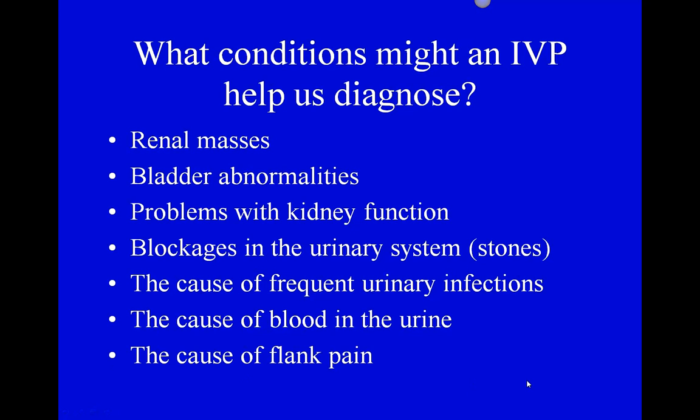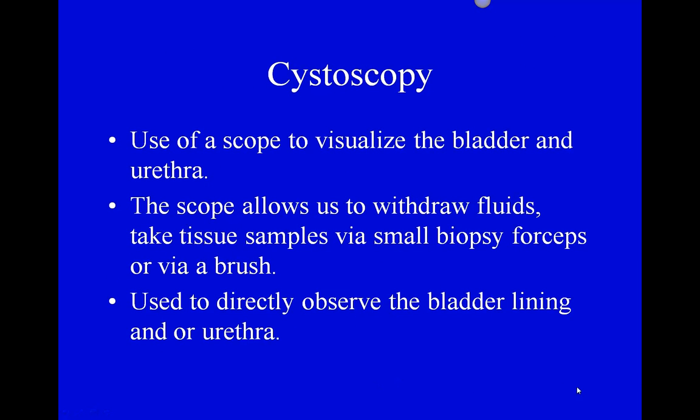So IVPs are done if we think you have kidney stones, if you have flank pain and we don't know what's happening with it, if we want to identify whether your kidneys are working correctly or not. If you already had kidneys that are kind of borderline in function, we may not give you that contrast though. So we might have to do something like an MRI, which would allow us to see the soft tissue.